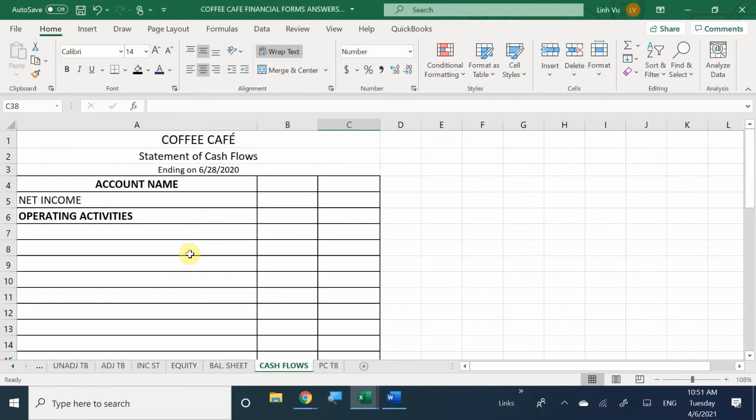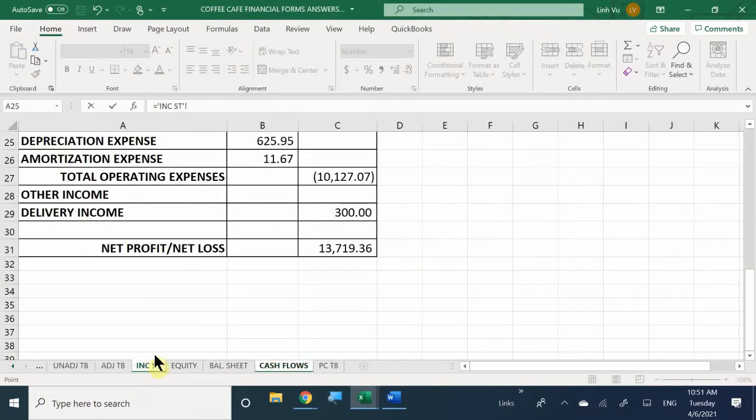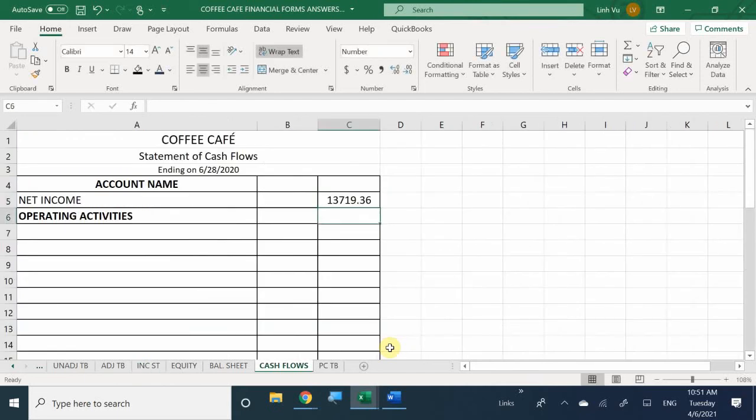No, because a portion of those sales were actually on an account. We never received the cash in the first place. Okay, so that's exactly what we're going to do here. First things first, we have to recognize what our net income is, because that's going to be our starting point. Our starting point is whatever we solved for our net income in our income statement. So we are going to start off with $13,719.36.